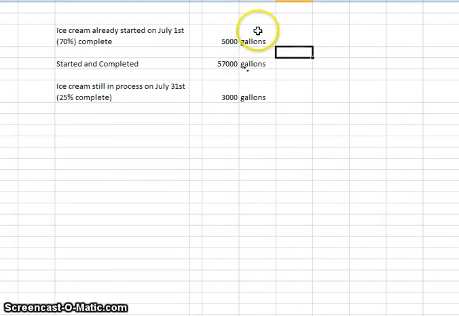That's how much had already been started and was finished, and these were started and completed. So 62,000 gallons, these two, went to the next process. And there's still 3,000 gallons worth of ice cream still sitting, being worked on, in process on July 31st. All right, these three categories are the most important categories that you're going to be dealing with, because now the next step is we have to start applying something called equivalent units to this process, because ultimately our goal is to apply costs, dollar values, not just gallons, to each one of these items.